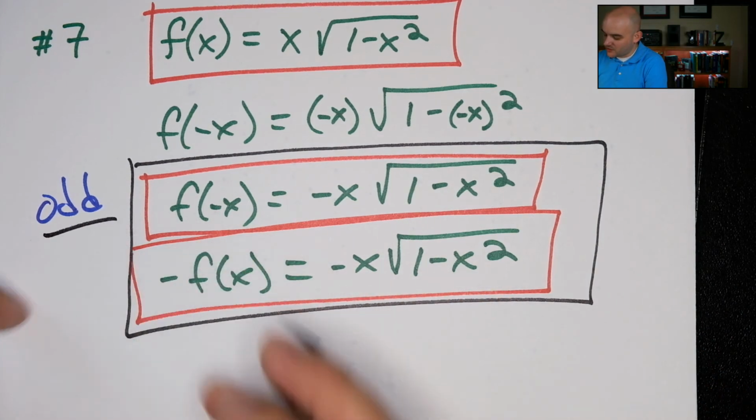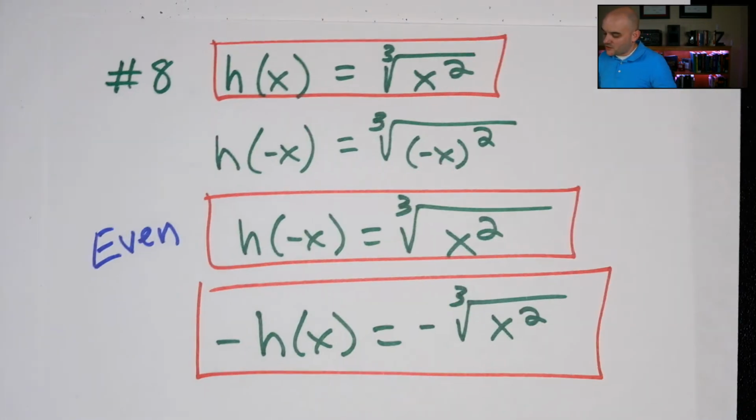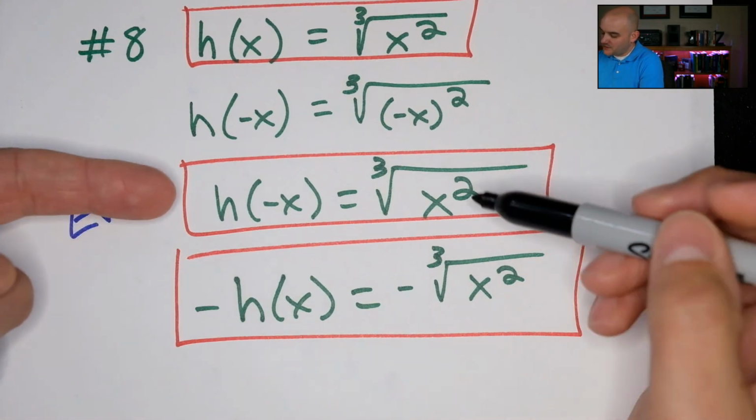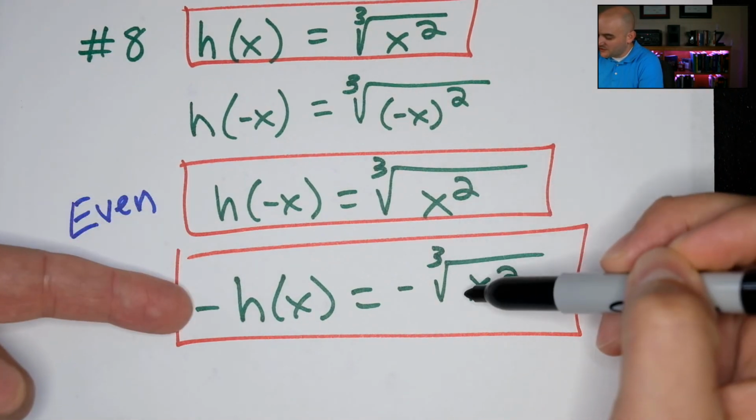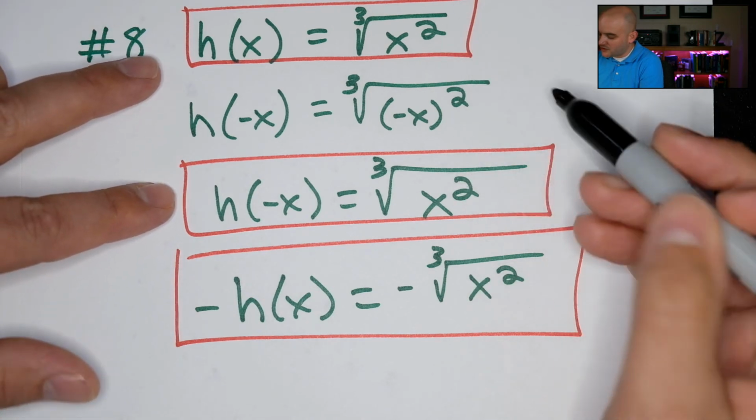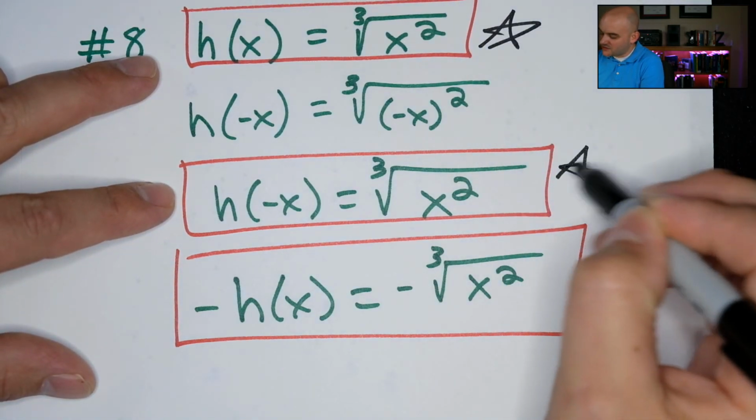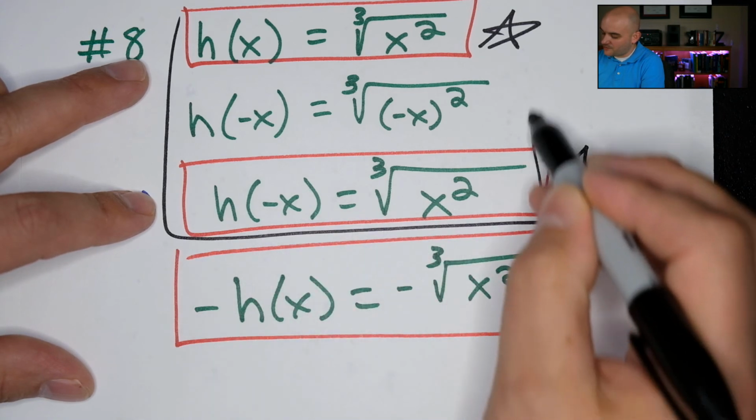So, and we got that one to be odd. And then lastly, number 8, we said it was even. Notice the even ones, the bottom two are not the same, but the top two are. So this one is the same as this one right here.